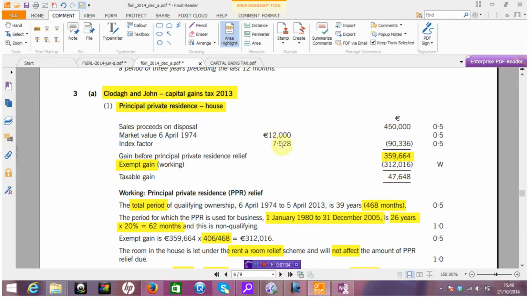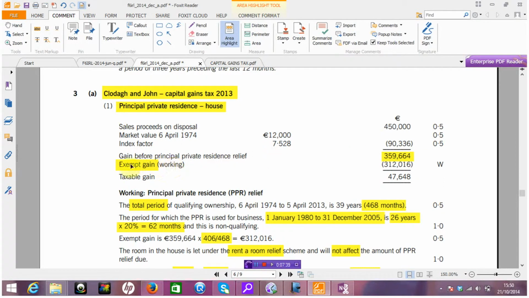The market value at 6th of April 1974 is what's relevant. Remember that any values prior to that will not be relevant for capital gains tax purposes, and that's why you'll find that the examiner will always give you some sort of market value at 6th of April 1974, and indeed if he does, then that's the value that you need to use, assuming that the purchase took place before that date. Obviously with the market value we're indexing up from that date, giving us the 90k figure, and then you'll see it's a simple sort of a deduction there.